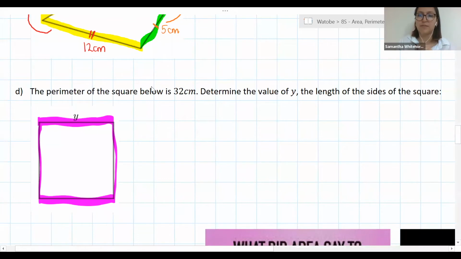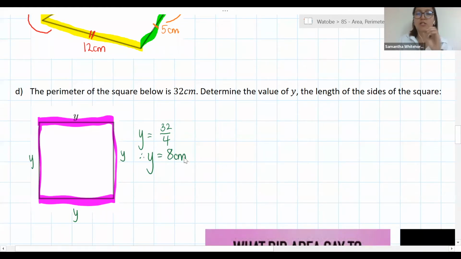Oh, lovely. Sasha, do you want to tell us? Because a square, well, all sides are equal, I said y is equal to 32 divided by 4. Y is equal to 8 centimeters. Fantastic. Well done.